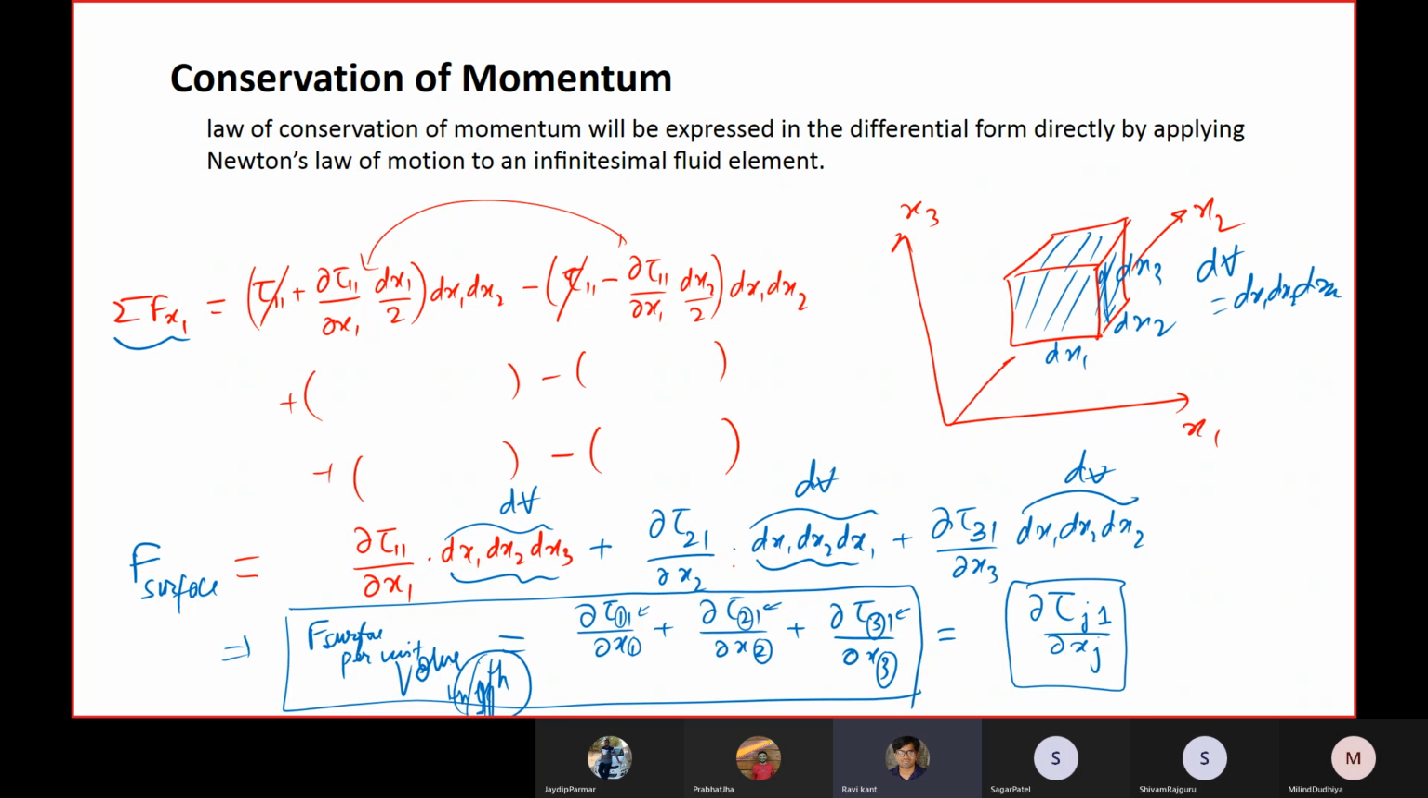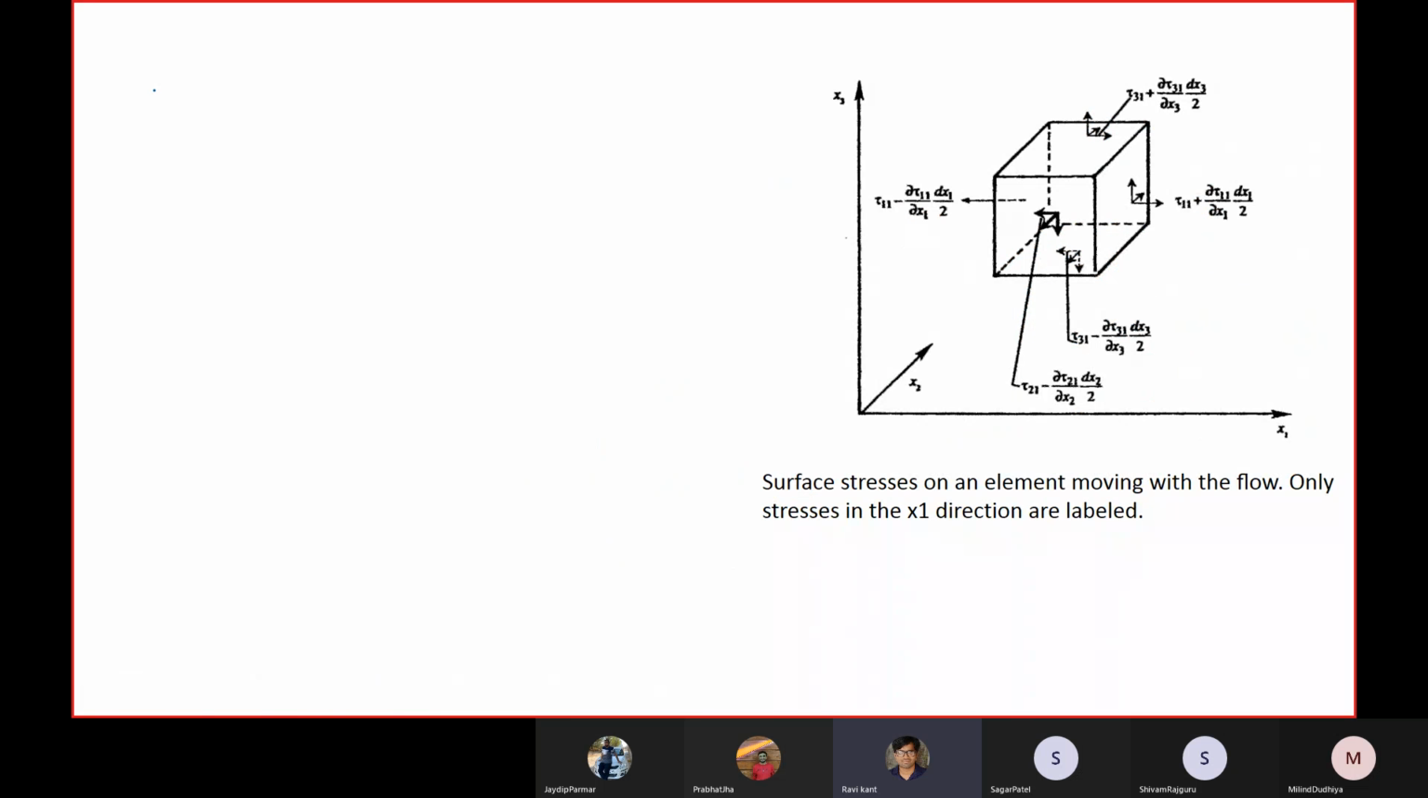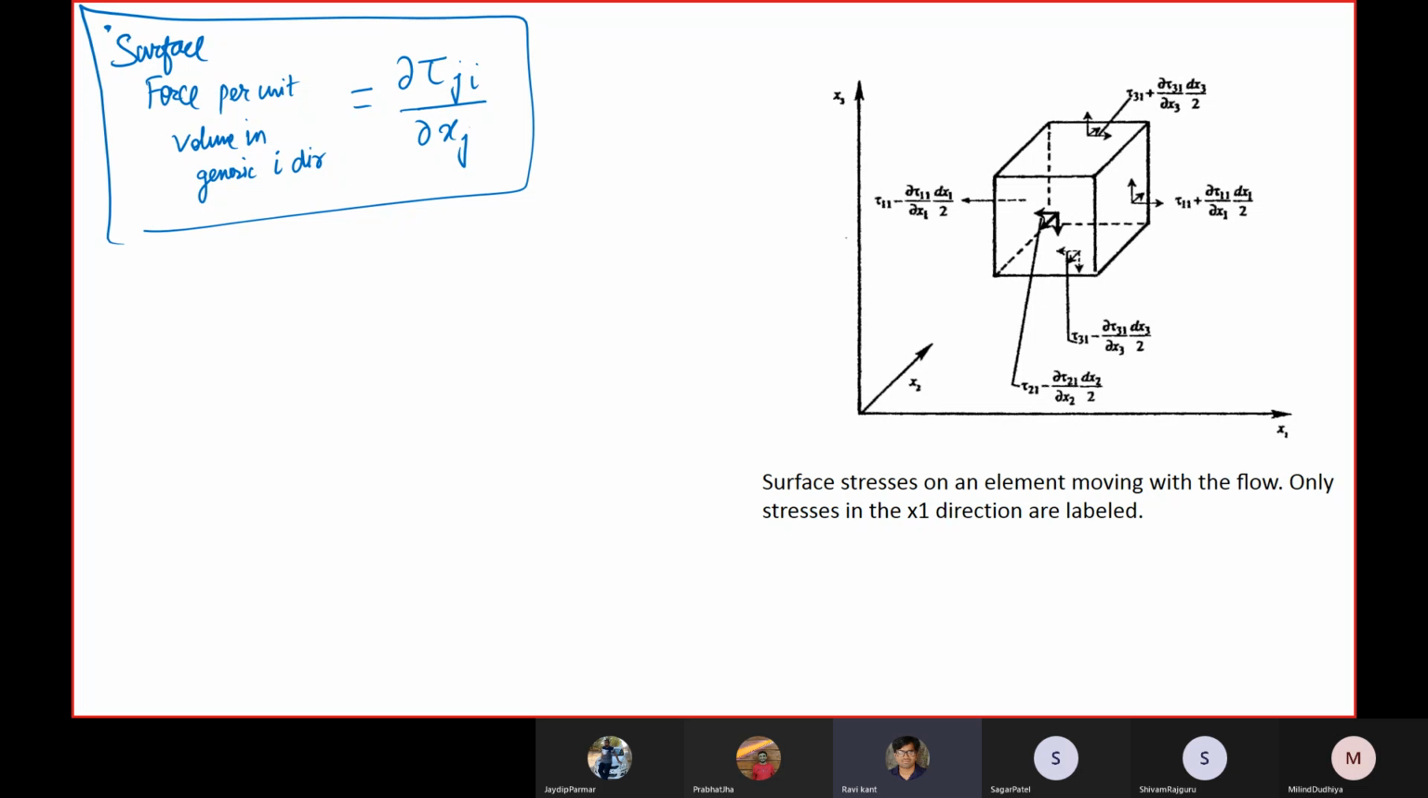So in general, the surface force per unit volume in a generic i direction can be written as ∂tau ji/∂xj, isn't it? Okay, so I have written only the surface forces right now.